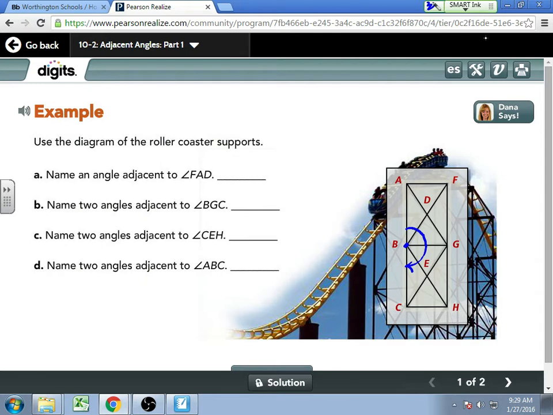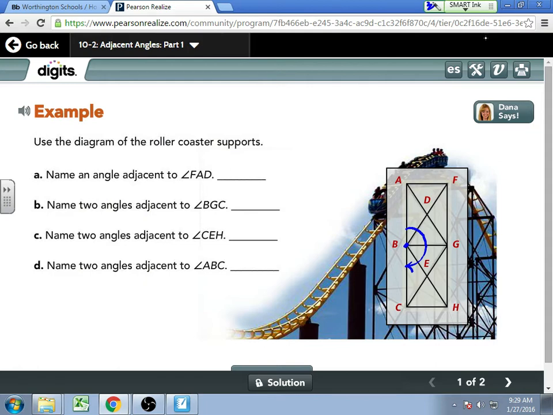BEG, that would have the vertex of E. They have to share the same vertex. I know. ABH would be inside of it. Orion? FBH. FBH is inside of it. Eli? Everything is inside of it. Everything that we see is inside of it.